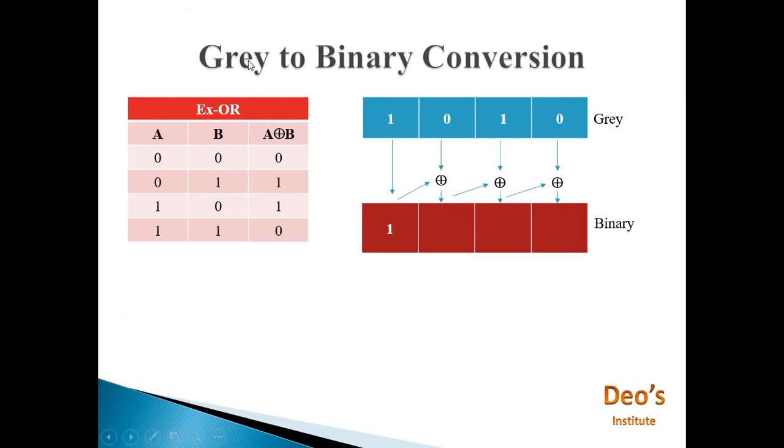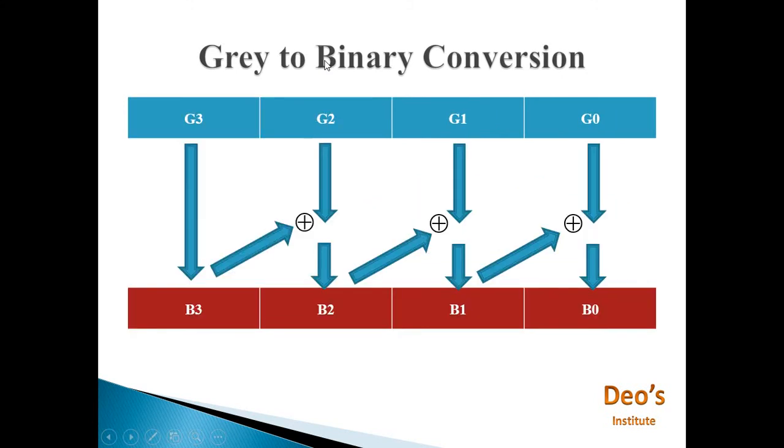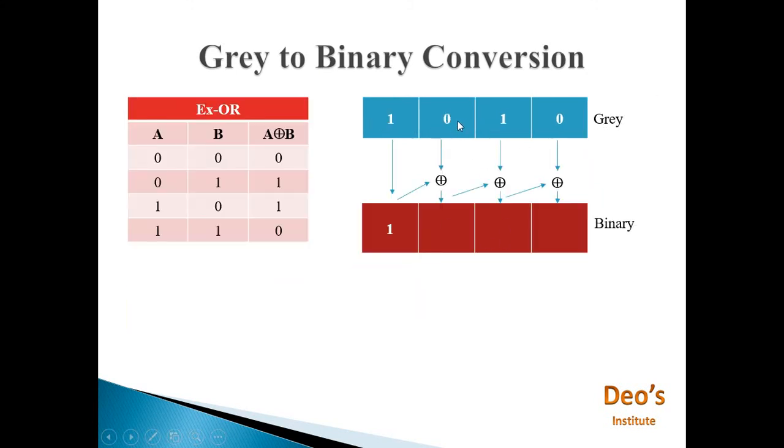Again, example for gray to binary. This is 1010. This 1 is copied as it is. Then 1 XOR 0 is 1. 1 XOR 1 is 0. And 0 XOR 0 is 0. So if gray number is 1010, its equivalent binary is 1100.